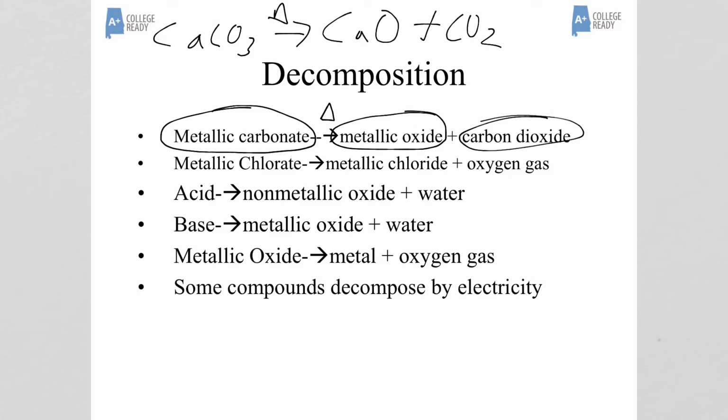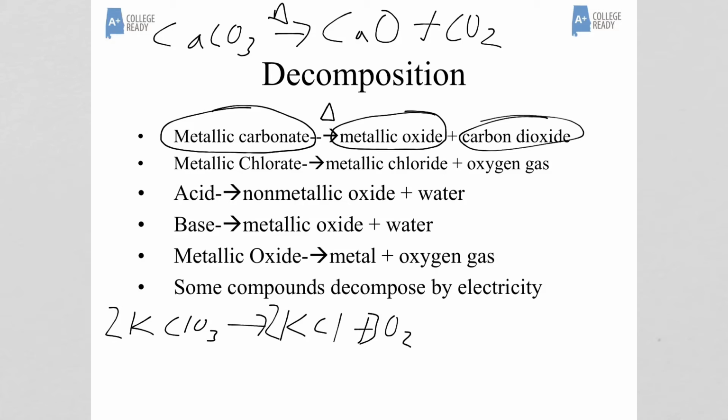We might have a metallic chlorate. For example, potassium chlorate, heated up, will yield a metallic chloride, KCl, plus oxygen gas. And we'd have to balance. This equation is not balanced right now. To do that, it looks like we probably need to put a 2 here, and a 2 here, and a 3 there. You can break up acids to yield a non-metal oxide plus water.